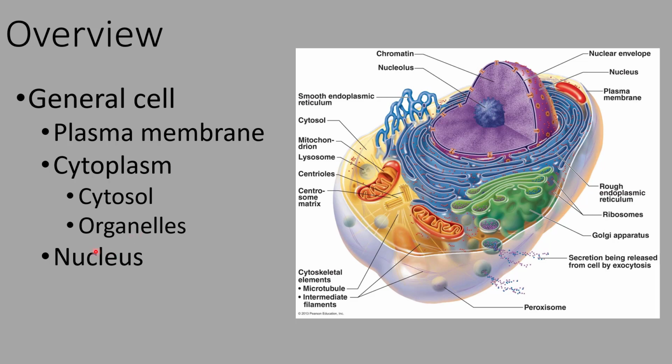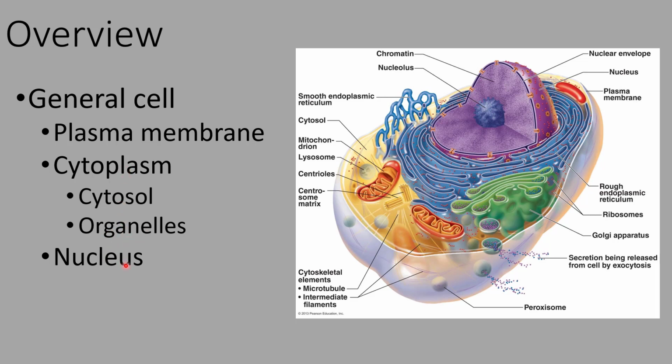And lastly, the nucleus. Some sources will say the nucleus is an organelle. Some will say it is a part of the cytoplasm because it is an organelle. Some sources just say it's a third part of the generalized cell. There's the plasma membrane, the cytoplasm, and the nucleus. I'm not going to say one way or the other. Personally, I include nucleus as an organelle. It is a part of the cytoplasm.